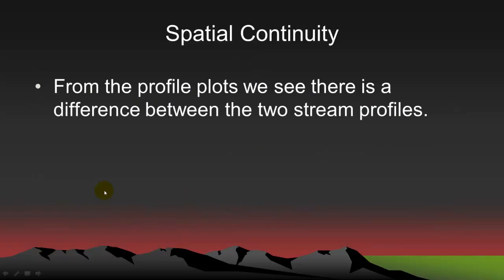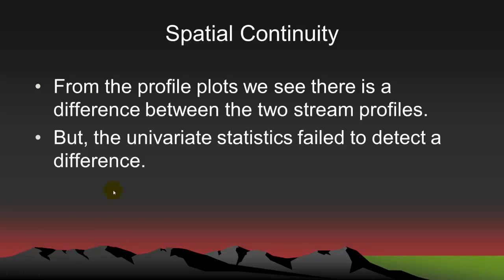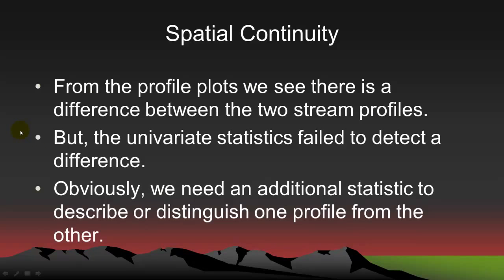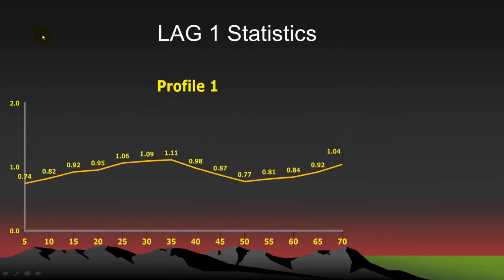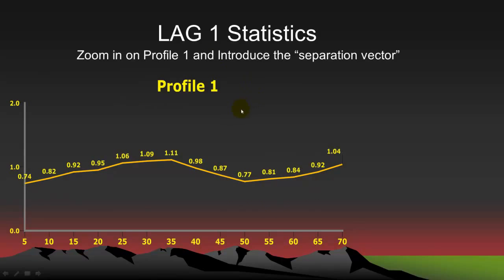And so from the profile plots we see that there is a difference between the 2 stream samples. But the univariate statistics failed to detect that difference. And so obviously we need an additional statistic to describe or distinguish one profile from the other. Let's zoom in on profile 1. So here I've plotted the first 70 meters with their profile values from stream 1.